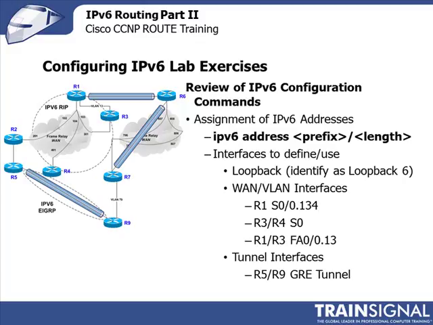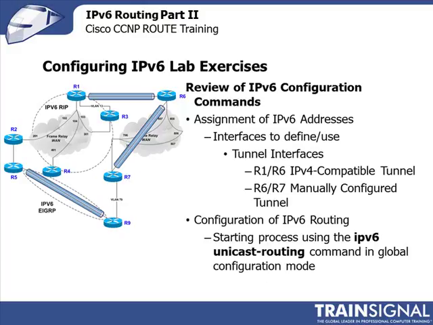Aside from the loopback interfaces, there are certain WAN and VLAN interfaces we will want to actually use. On router 1, the multipoint interface serial 0/0.134. Router 3 and router 4's serial 0 interface, because we configured everything on the natural interface. Router 1 and router 3 FA0/0.13, the VLAN interface. Then we'll be configuring a number of tunnel interfaces, one between R5 and R9, which will be a GRE tunnel. Then between router 1 and router 6, we'll be doing IPv4 compatible tunnel configuration. And then between 6 and 7, we will have a manually configured tunnel as well.